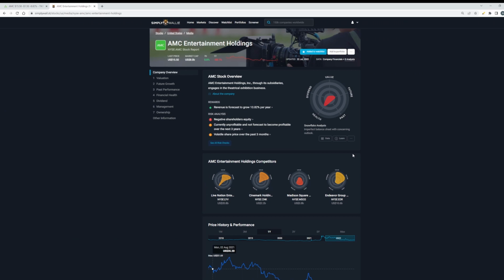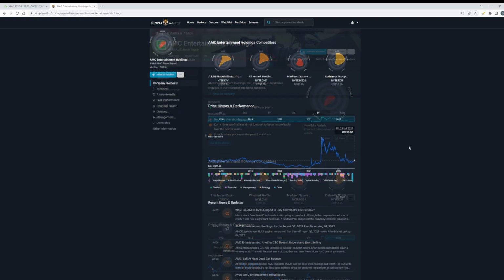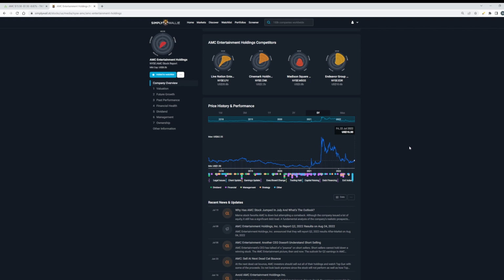So we're now over at AMC stock on Simply Wall Street, and let's just have a recap of what's going on. The current share price that it last traded at was $15.50, and the market cap is $8 billion. And under the stock overview, the revenue is forecasted to grow by 10%, and the risks that they have outlined here are negative shareholder equity, also currently unprofitable and not forecasted to become profitable over the next 3 years. And we saw that their revenues are not increasing and coming back from the pandemic, and a volatile share price over the last 3 months.